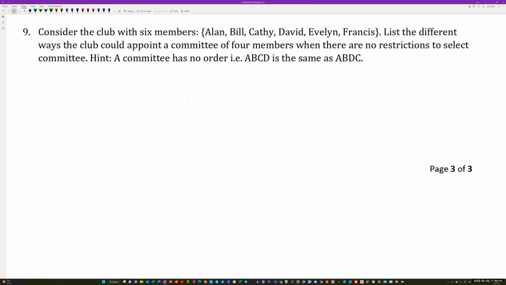So I would write A, B, C, D, A, B, C, E, A, B, C, F, and just keep going. Does that make sense? Yeah, but if you can't do that, how are you going to know how to count it? First, you got to at least understand what they are first. Does that make sense?